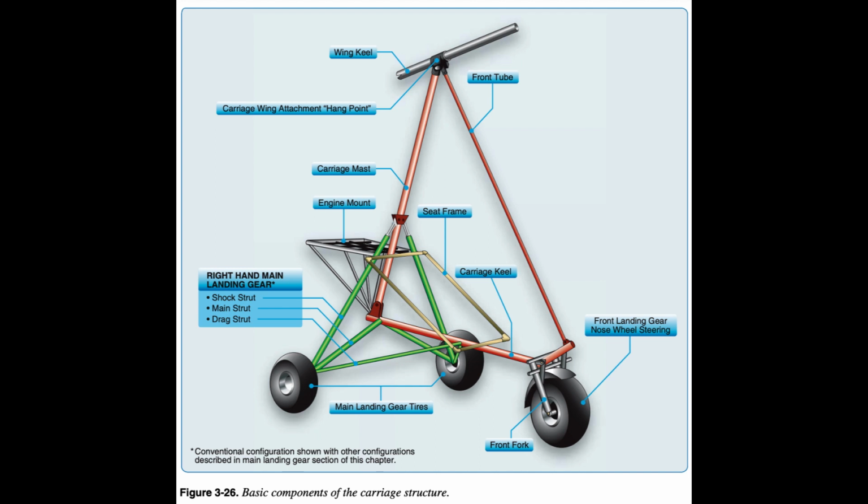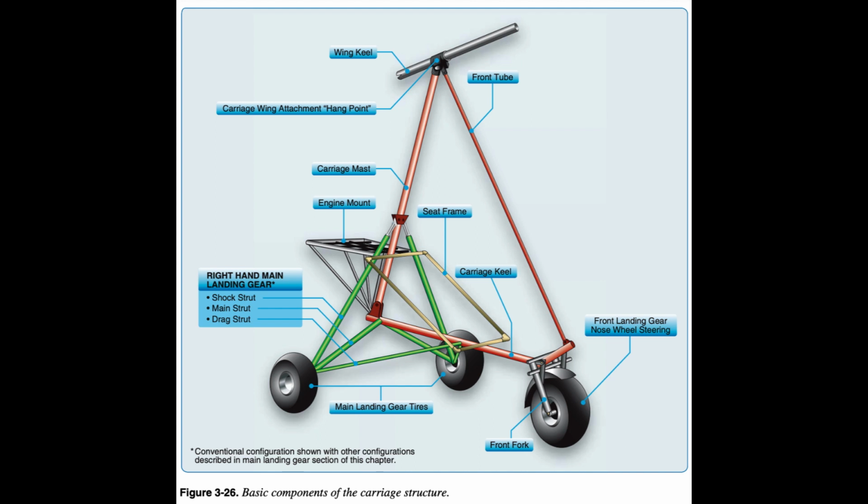Figure 3.26. Landing struts attached to the rear wheels provide structure for the main landing gear, and a front fork provides the landing gear structure for the front wheel. An engine mount attaches to the mast, providing structure for the propulsion system to attach to the carriage.